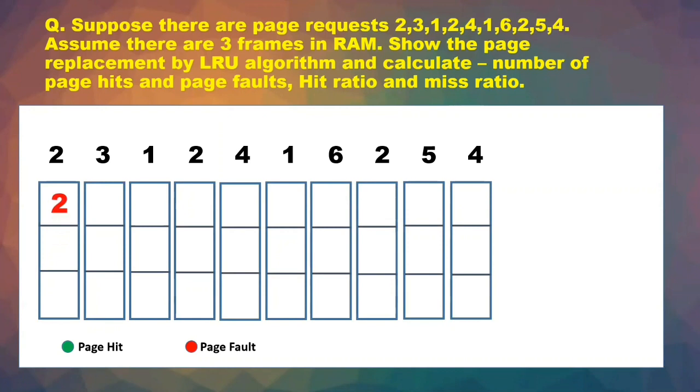Here 2 is requested and 2 is not present inside the RAM, so it is obviously a page fault. Then 3, and 3 is also not present inside the RAM, so that is also a page fault. Thereafter 1, that is also a page fault. Thereafter 2, and 2 is now present inside the RAM, so that is a page hit.